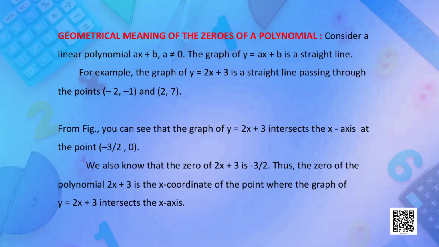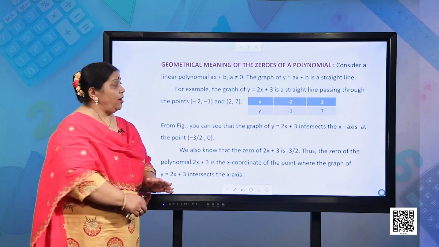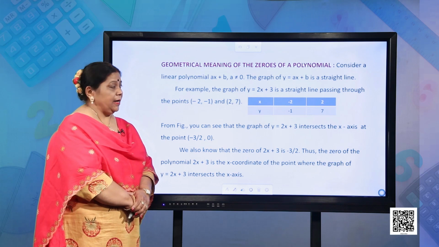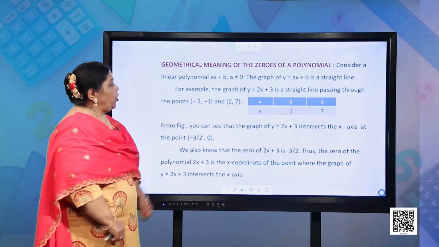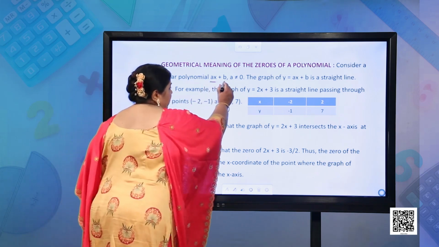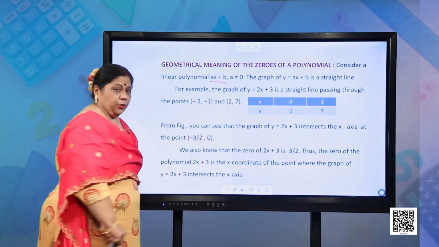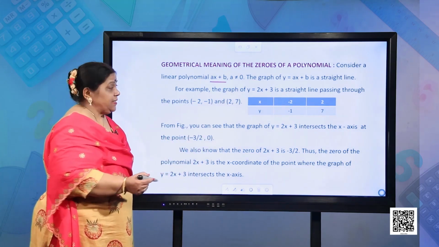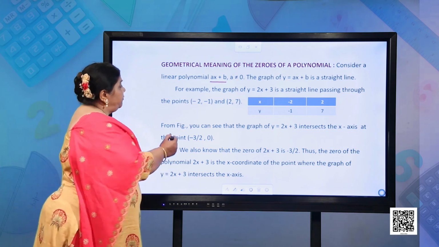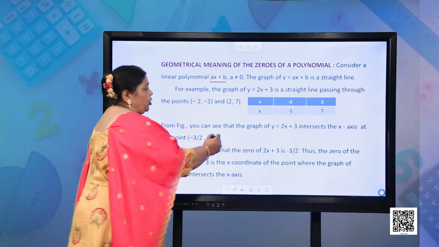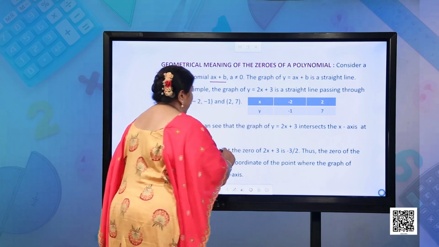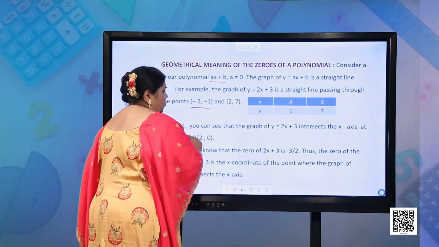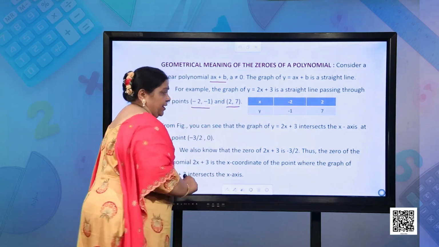So, with this, let us understand the geometrical meaning of the zeros of a polynomial. Let us consider a linear polynomial ax plus b where a is not equal to 0. Now, the graph of y is equal to ax plus b as we know is a straight line. For example, the graph of y is equal to 2x plus 3 is a straight line passing through (-1, 1) and (2, 7).